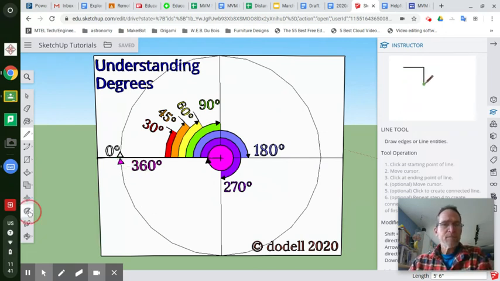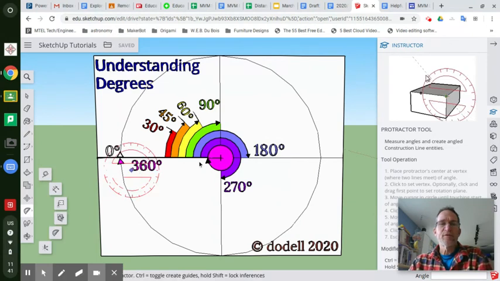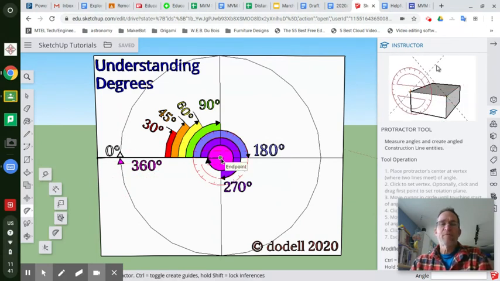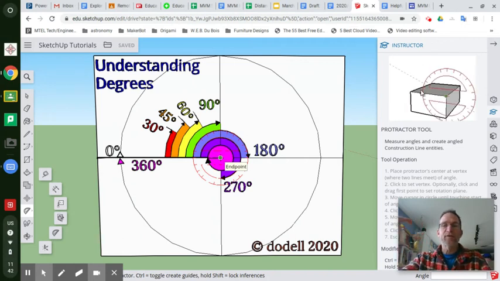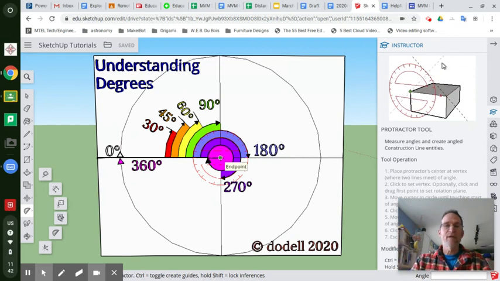Using the Protractor tool can help you establish a pivot point right here, and the degree to which you're hinging some movement from that starting point. And if you go 90 degrees, you have a right angle.